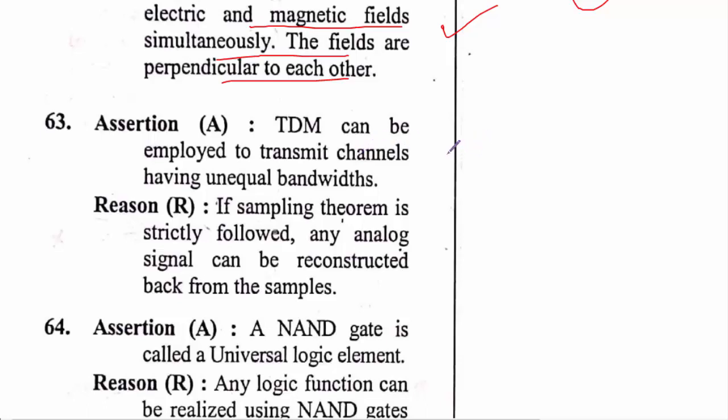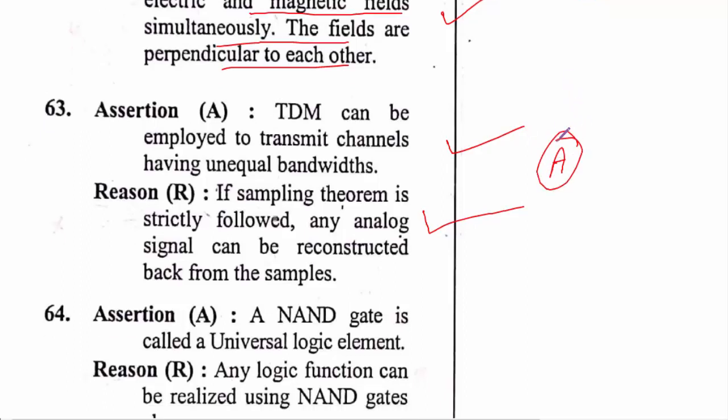63rd question, what they have given is, TDM can be employed to transmit channel having unequal bandwidth. Yes, if you are having unequal bandwidth, we can normalize it with the help of Nyquist sampling. If sampling theorem is strictly followed, any analog signal can be reconstructed back from the samples. Yes, at that time there is no overlapping of higher frequency components with low frequency components. So option A is correct for this.